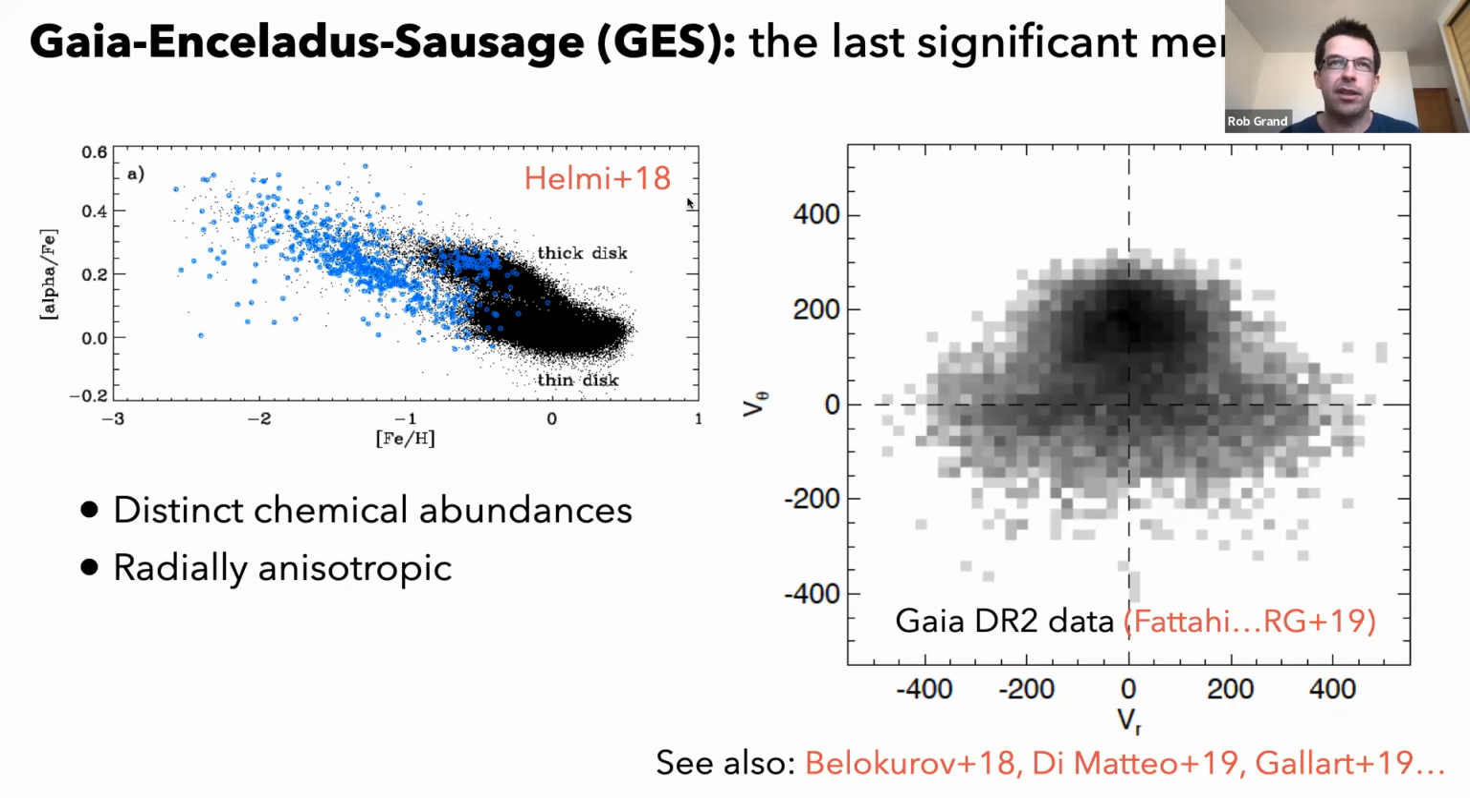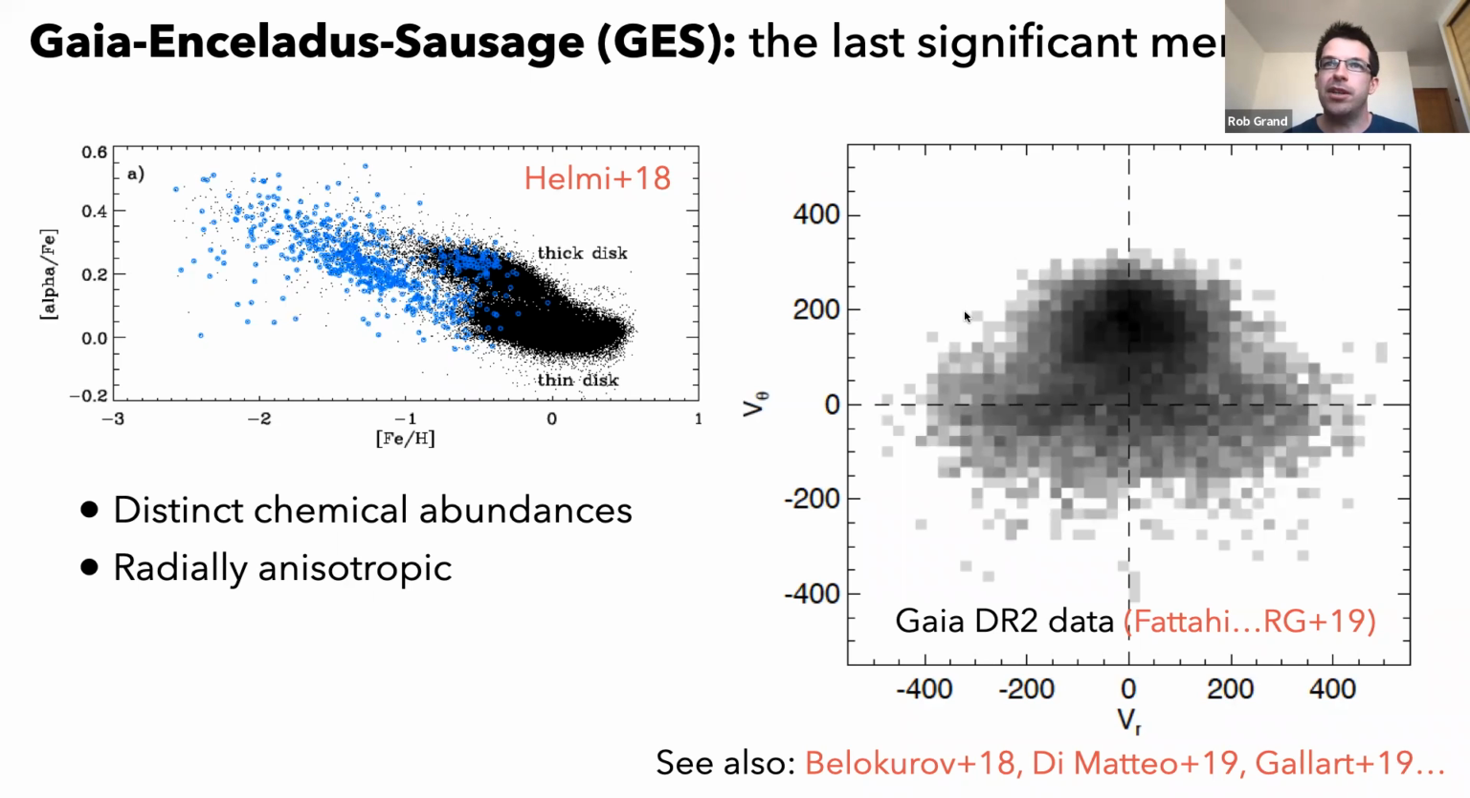Now we can also look at the chemical properties and the dynamical properties, but this plot shows the plot from Helmi, 2018. In the black points, you see the familiar thick disk and thin disk in this dichotomous feature, and the blue points show the chemical distribution for what is thought to be the remnant of this merger. And that has different chemical properties.